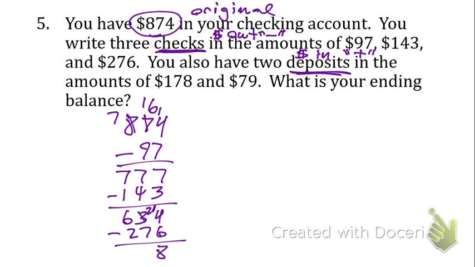So it'd be 8. I got to borrow there. That becomes 12. 12 minus 7, 5, 3. So I've got $358 after I wrote all my checks. And if you remember, we got deposits. So that means I'm going to add $178.